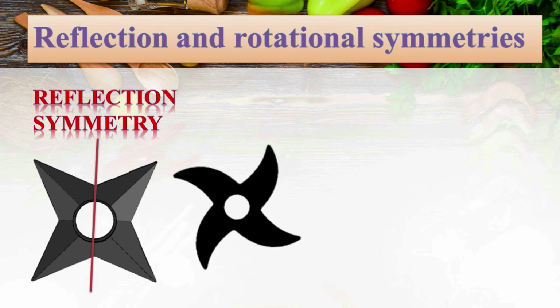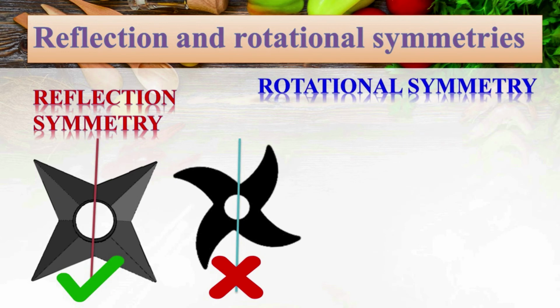Let us take another shape and divide into 2. But we are not getting the same shape and size matching with each other. So, the first shape has reflection symmetry, but the second shape does not have reflection symmetry.